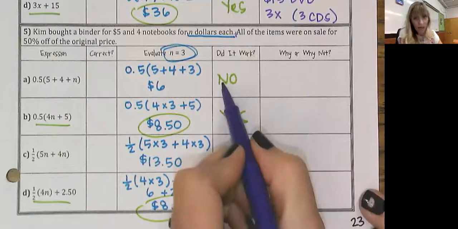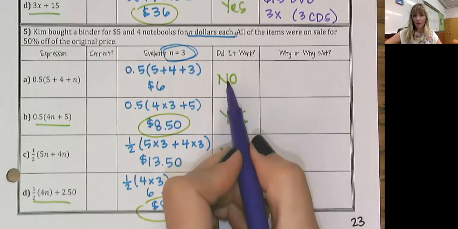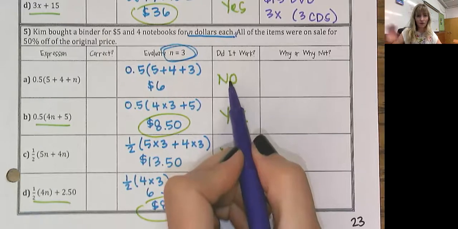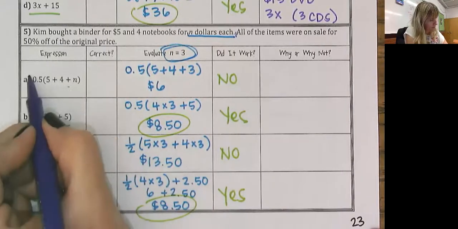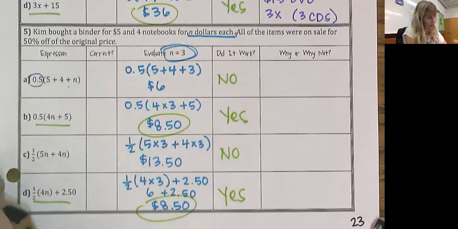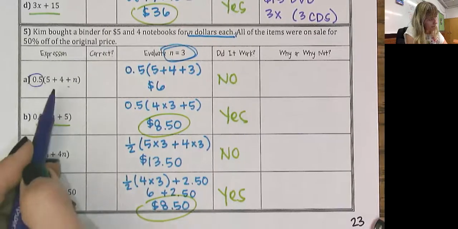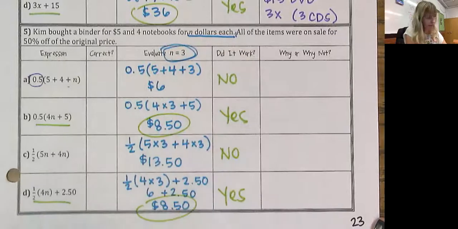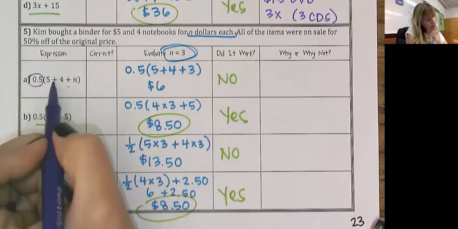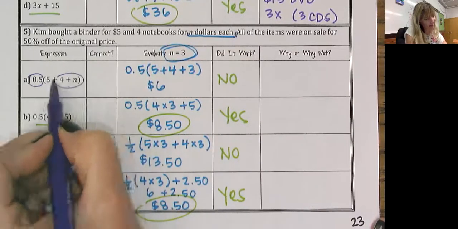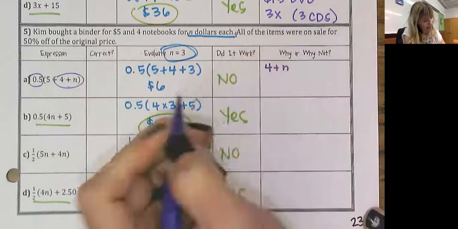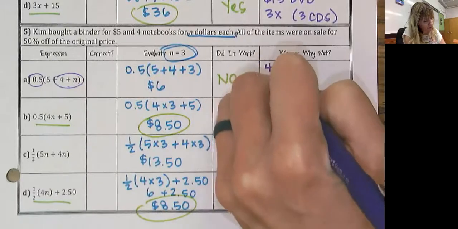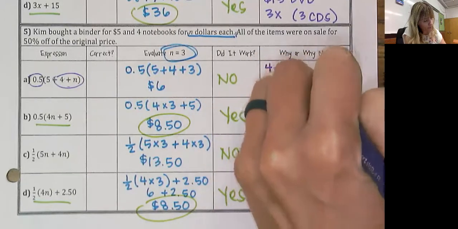Okay. Why did this one not work? And that may or may not have been your guess. It's fine. Why didn't this one work? Right here, this is 50%, so that's fine. That makes sense, because everything was 50% off. However, again, right here, this addition is the problem. If I put 4 plus N, I'm saying it's $4 plus 1 notebook.